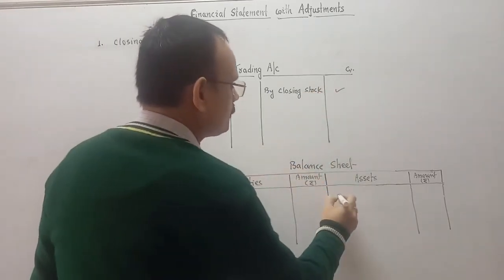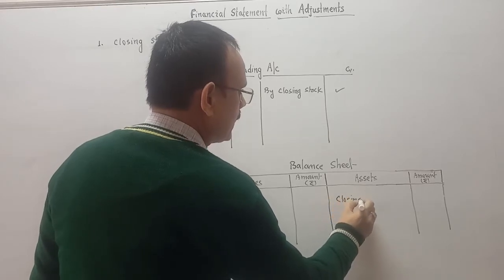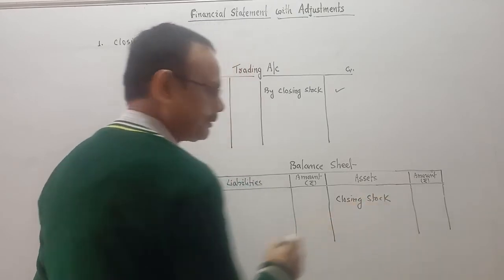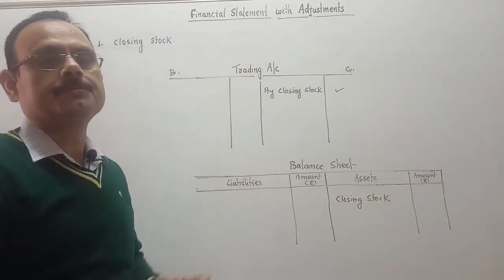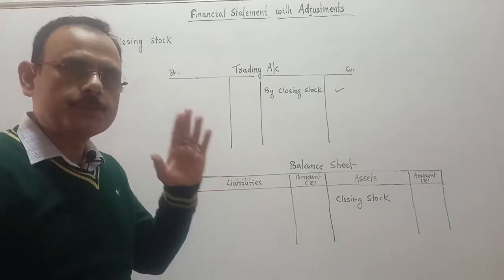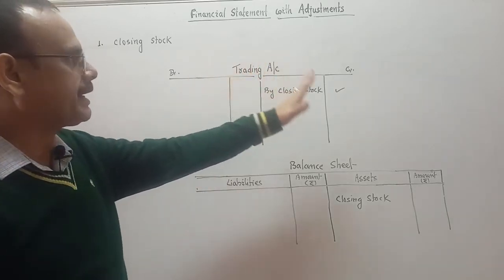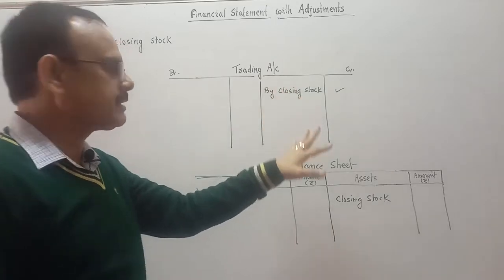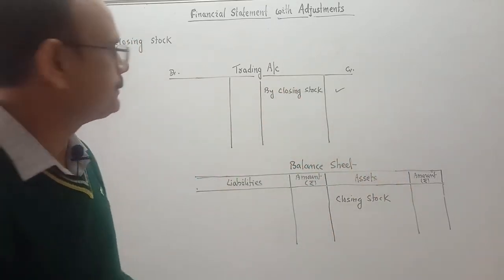And in the balance sheet we will write closing stock on the asset side if it is in the adjustment, meaning outside the trial balance. If the information of closing stock is given, then it's an adjustment. So this will be adjusted at two places: closing stock on the credit side of the trading account, at cost or market price, whichever is less, and in the balance sheet on the asset side, where it's a current asset.